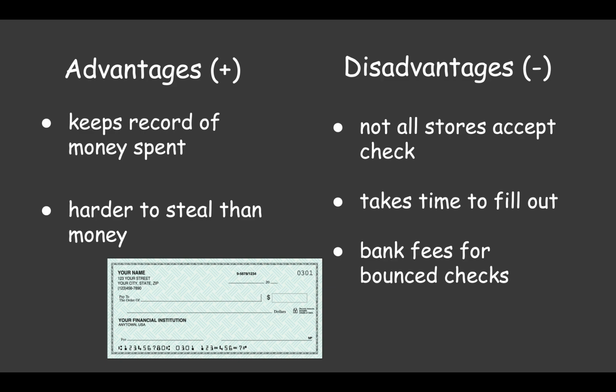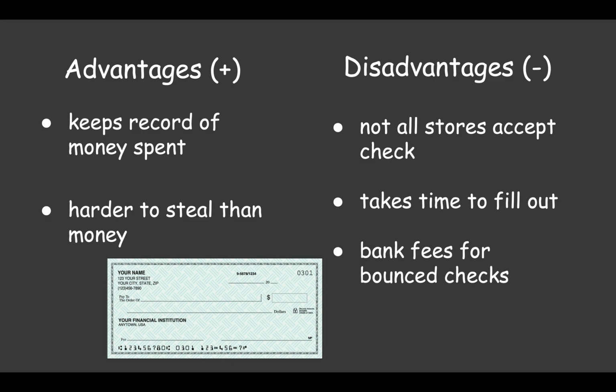And it's also harder to steal than money. When you pay with a check, they require that you show identification with a driver's license. So that kind of gives you a level of protection that you may not have with a debit card, credit card, or cash. It requires proof that you are the person who is using that check. And there's also a signature portion on it as well.